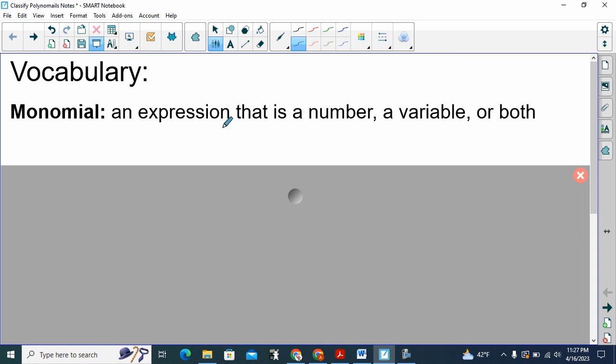Most often both. So 4 is a monomial. It's got one term. It could be a variable, x. That is a monomial. Or it could have both. 3x squared is also a monomial.